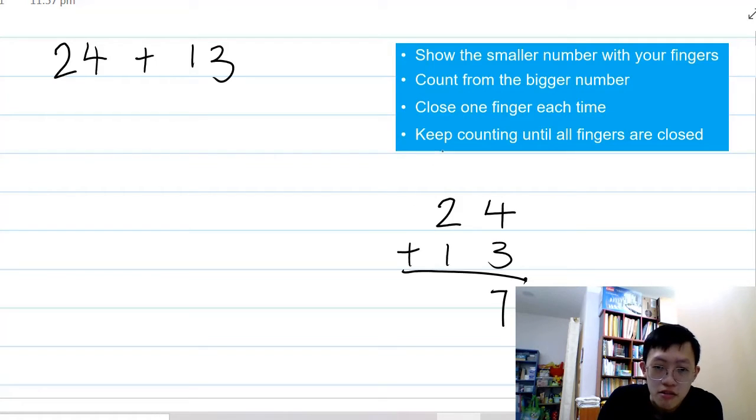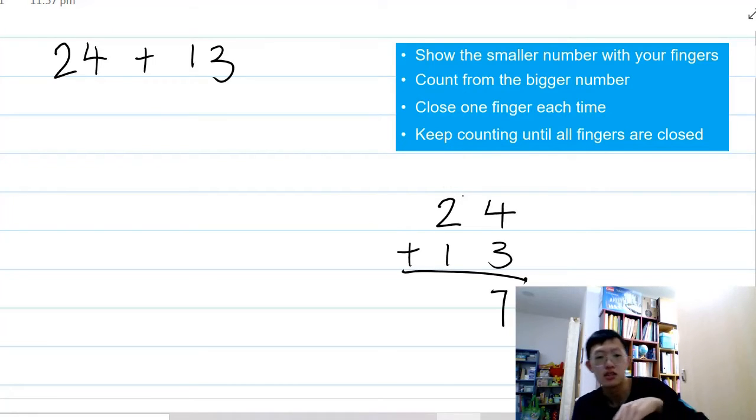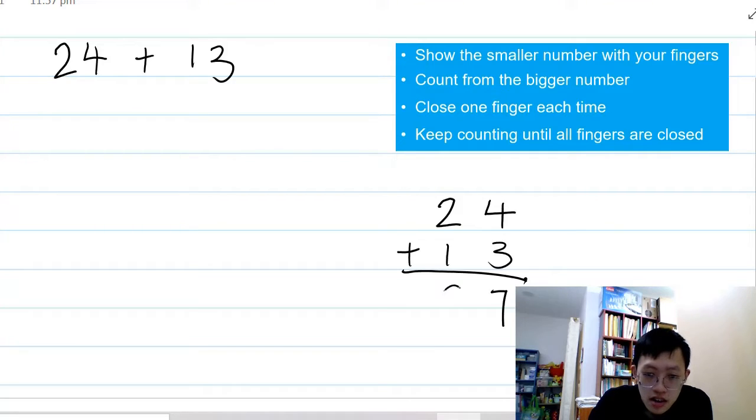Okay, now we can move on to the next column. It's asking 2 plus 1, which is 3. So the answer is 37.